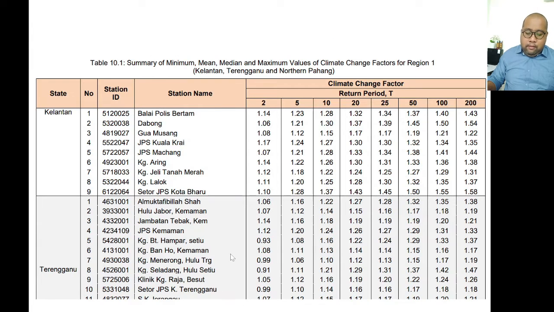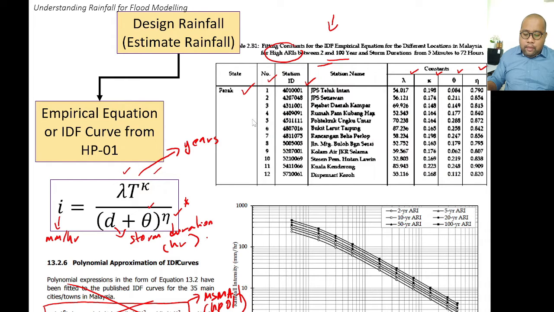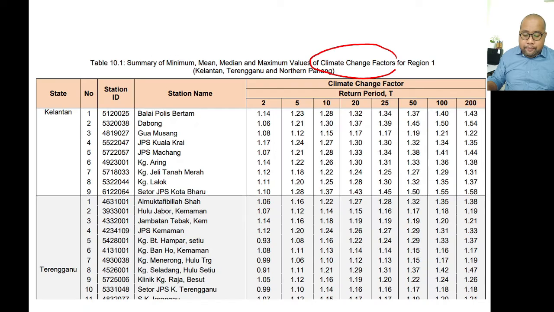The second point, before I forget, the latest HP01 can consider the factor of climate change. So they provide a table, Table 10.01, as displayed on the slide. And you can see it's the same as the previous one: you have state, numbers, station ID, and then you have the ARI from 2 until 200 years. Then here they put the climate change factors.